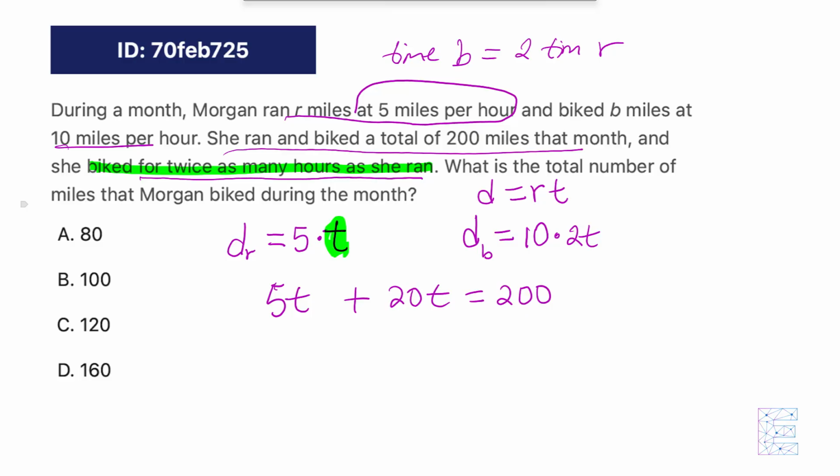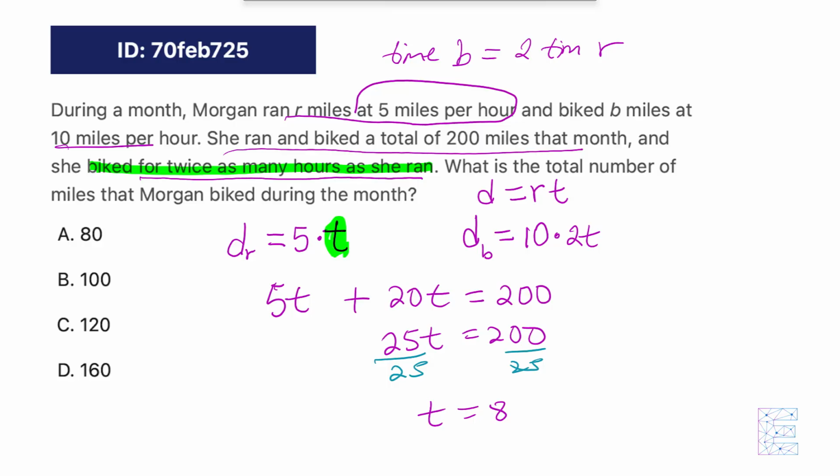And then now we can solve for T, which will be the total time spent for both the running and biking. This is 25T equals 200. And then you're going to divide both sides by 25. You end up getting T is 8. So the total time spent traveling is 8.